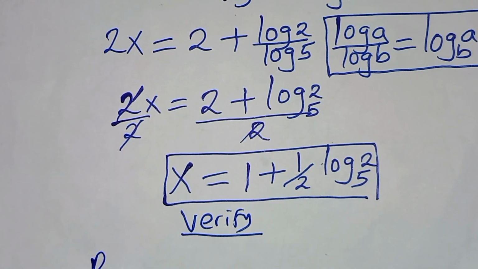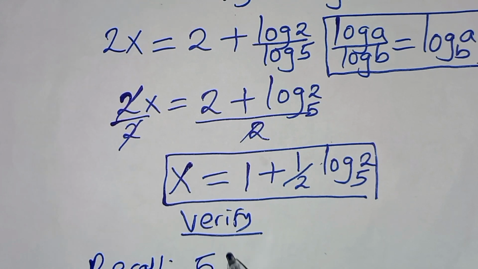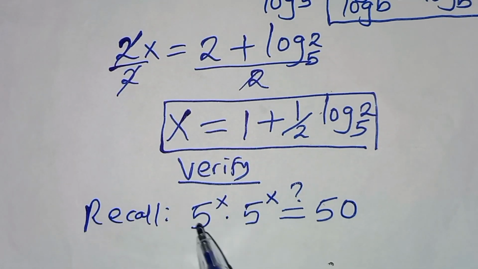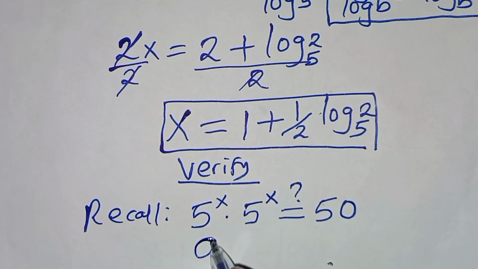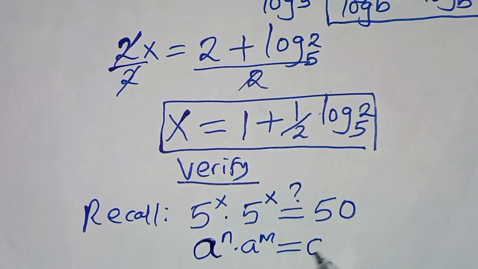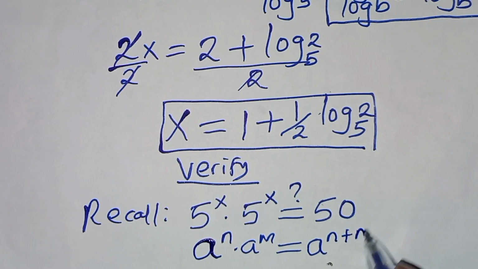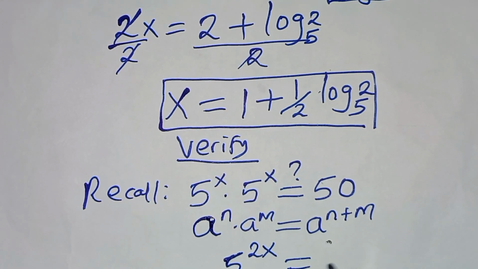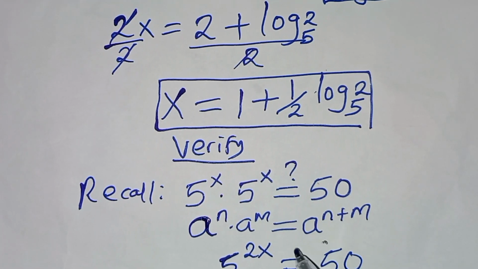Now, if you recall here, we had that 5 to the power x multiplied by 5 to the power x is equal to 50. And given that 5 to the power x times 5 to the power x is again in the form of a to the power n times a to the power m, which we can express as a to the power n plus m, this is actually 5 to the power x plus x, which is 2x. This should give us a value of 50.